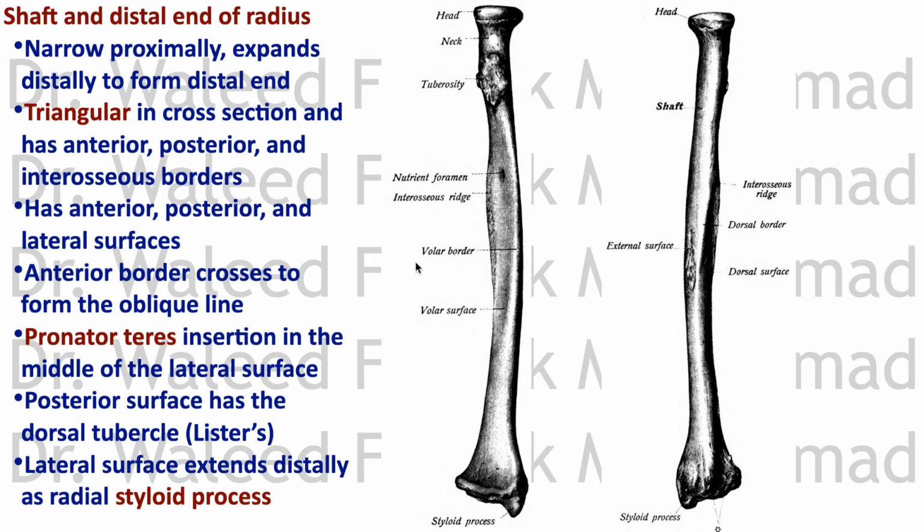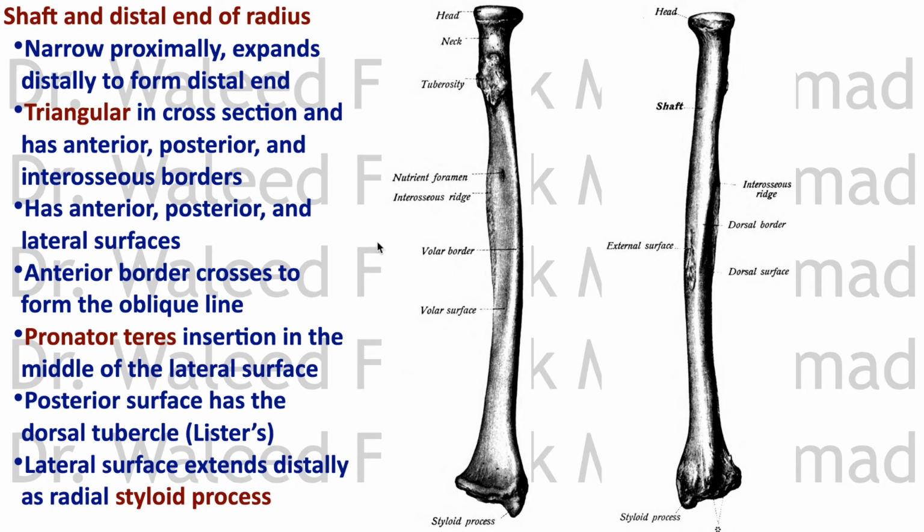Now we're proceeding to the forearm, the shaft and distal end of radius. The radius is narrow proximally, as you can see here, and expands distally. In the middle it's triangular in cross section and has anterior, posterior and interosseous borders. The interosseous border of the radius is medial. The interosseous border of the ulna is lateral because they face each other for the interosseous membrane.